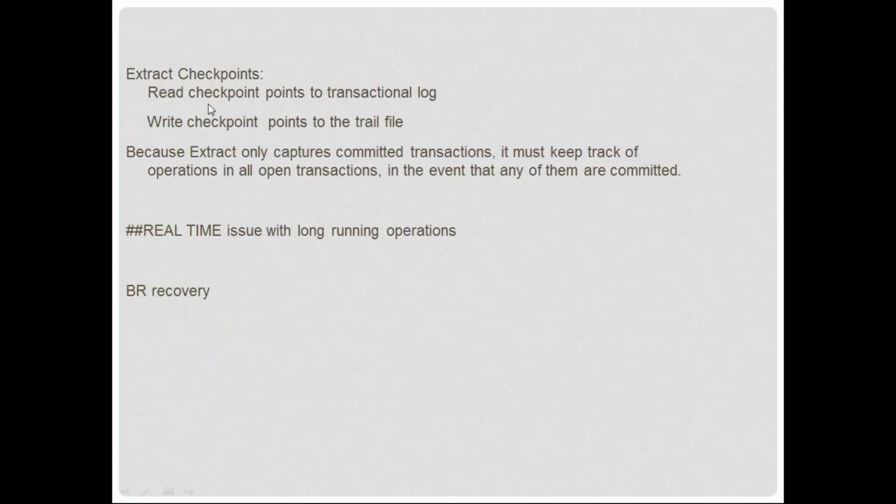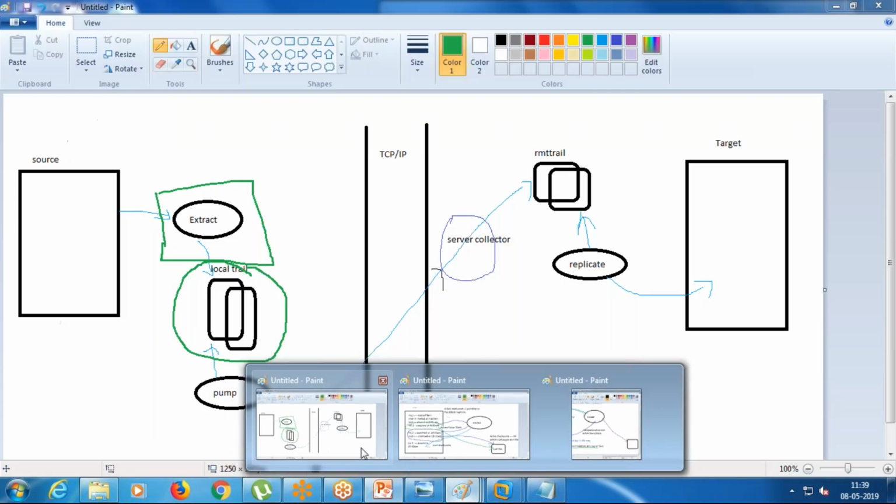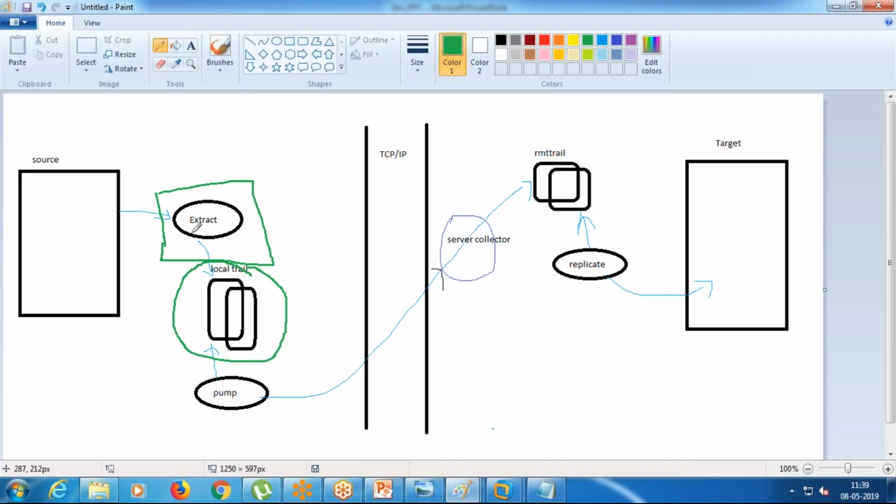Okay, so extract checkpoints: read checkpoint points to the transaction log, write checkpoint points to the trail file. As we know, for the checkpoint, just remember the input and output. So if you take this diagram, input for the extract is the transaction log, output is the local trail.